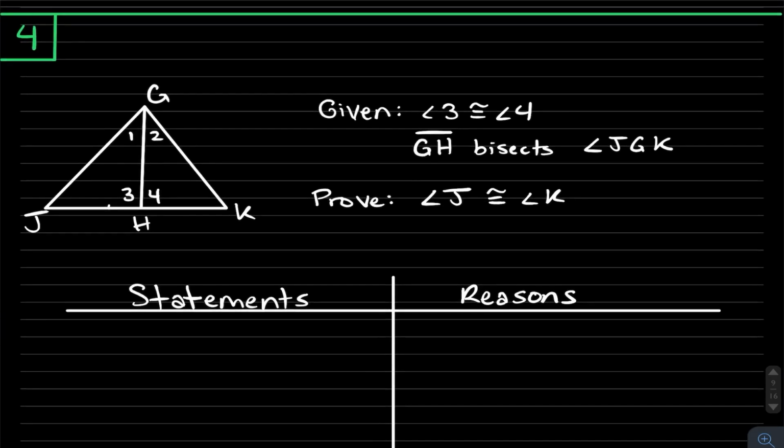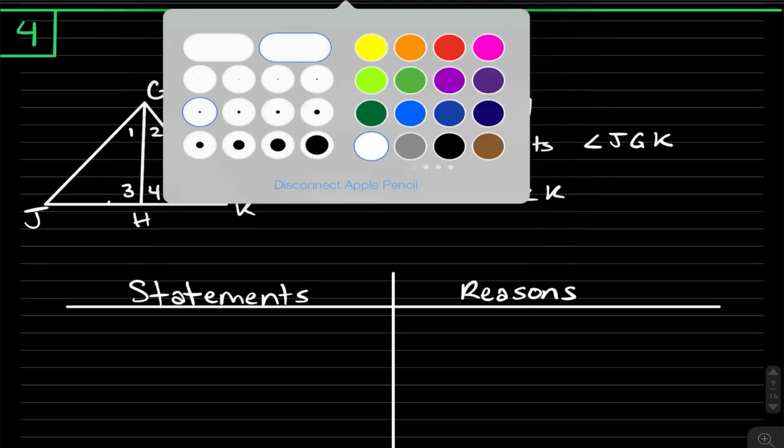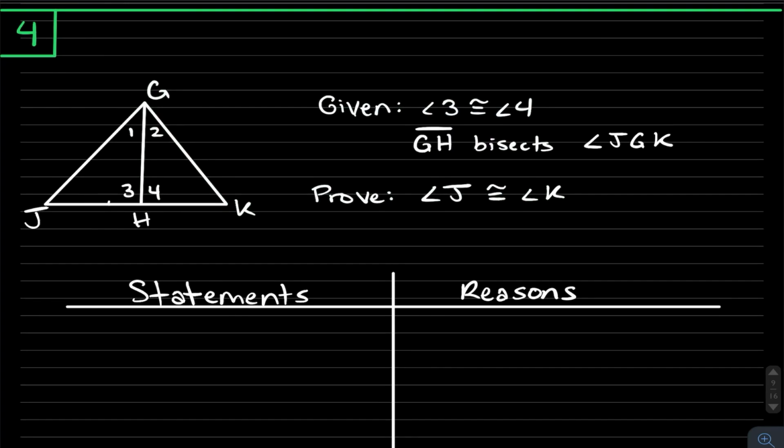Okay? So moving on to problem 4. We're almost halfway done here, guys. Hopefully you're feeling a lot better about these proofs. So we're given that angle 3 is congruent to angle 4. We're also given that segment GH will bisect angle JGK. And we want to prove here that angle J is congruent to angle K. Now, angle J, that's right here. Angle K, that's right here. So we want to prove that.